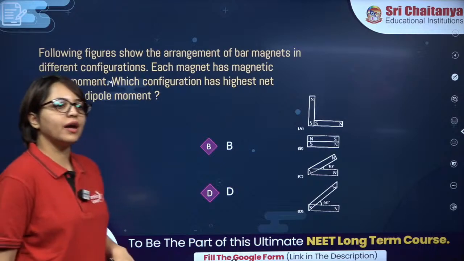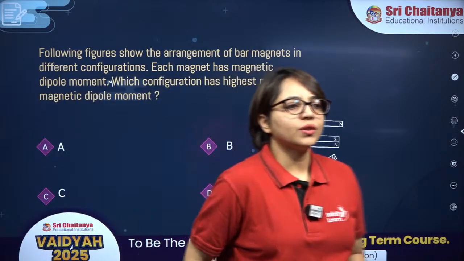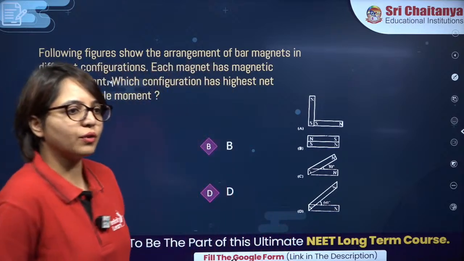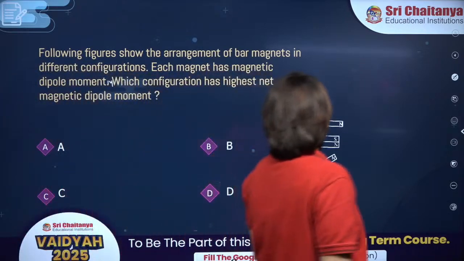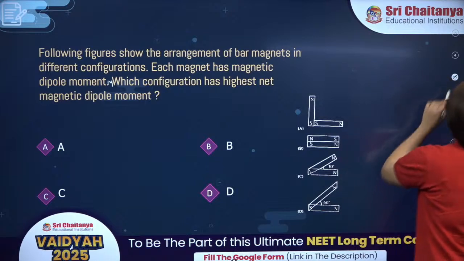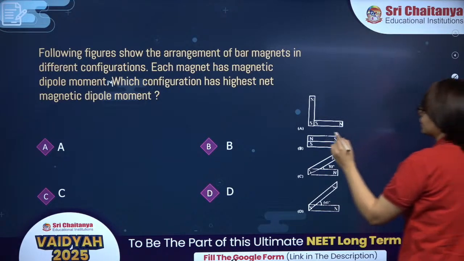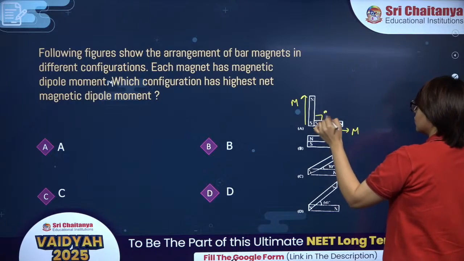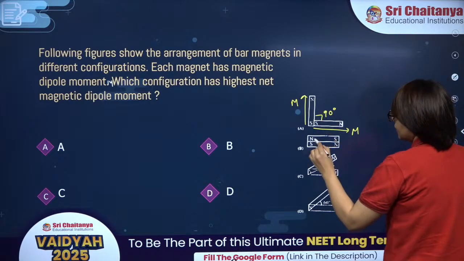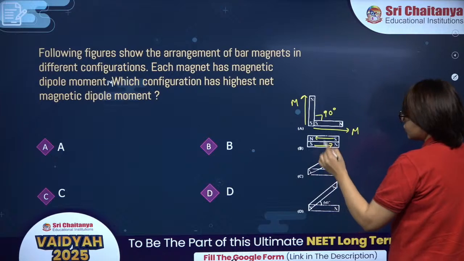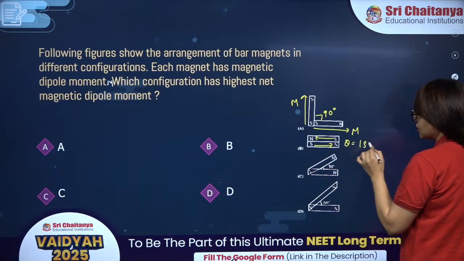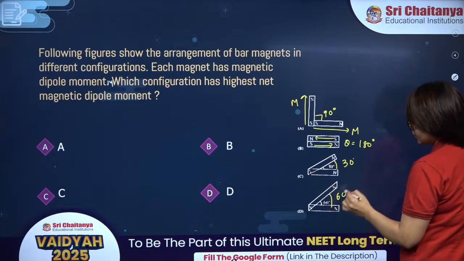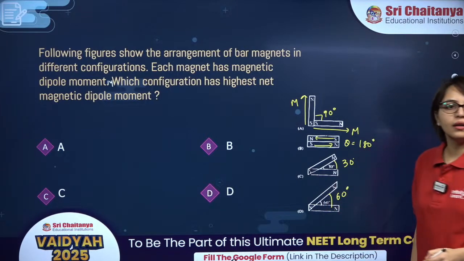Now in this chapter we don't have Earth's magnetism, right? So you might get questions like this. You have to decide the angles. Here the magnetic dipole moment is from south to north. So these two are mutually perpendicular. So in the first case the angle is 90 degrees. South to north, these two are anti-parallel. In the second case it is 180 degrees. In the third case it is 30 degrees, and in the fourth case it is 60 degrees over here.